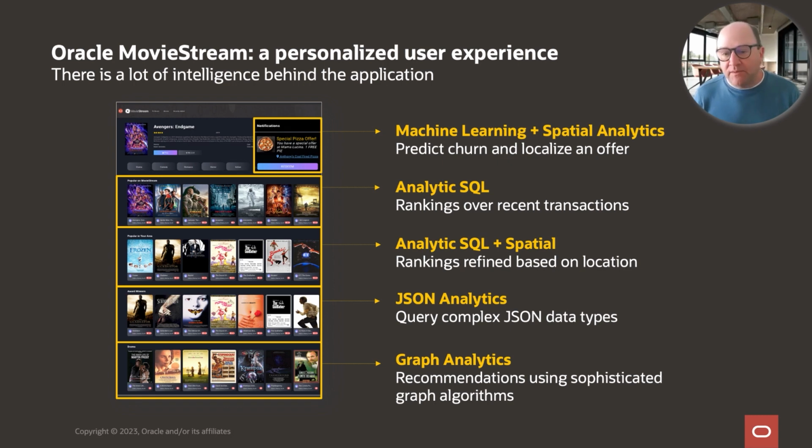We use analytic SQL to determine the most popular movies in the service. We use analytic SQL plus spatial to say, hey, what are popular movies near you? We use JSON analytics to query complex types and rank and combine JSON data with transactional data. And we also do graph analytics. They used that to make that personalized experience, to make recommendations of products based on my personal viewing patterns.